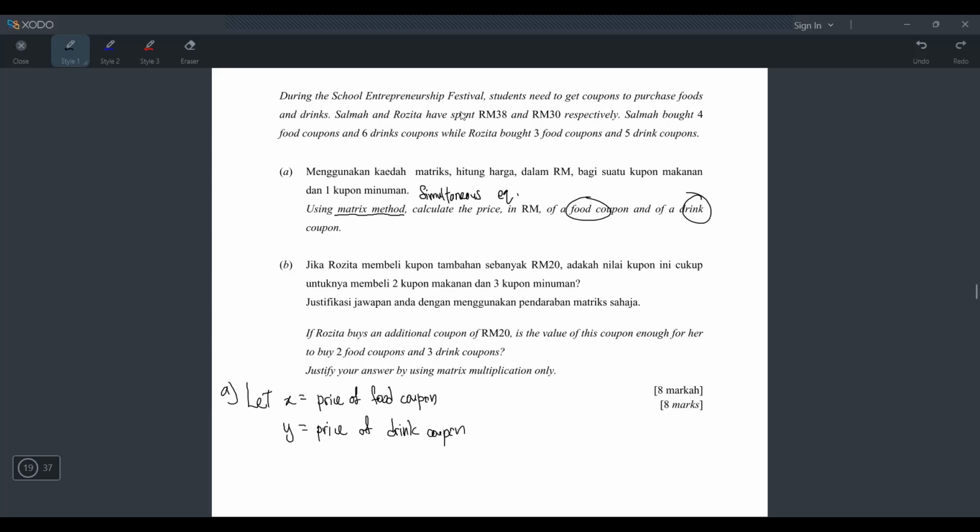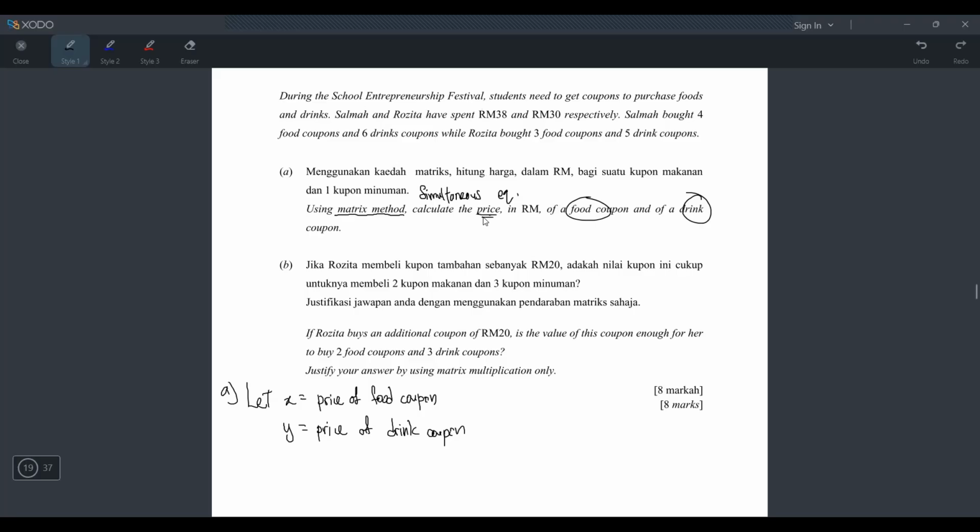Remember, always see what they want. When we're doing simultaneous equations, don't read the question first, just see what they want and then jadikan dia x, y. But sometimes the question already jadikan x, y, then you don't have to write this. But this question, they never say which is x, which is y, so we have to straight away read what they want and write it down. Some students will write like this: let x equals food, y equals drink. Don't write like this. Be more specific. It's a price, right?